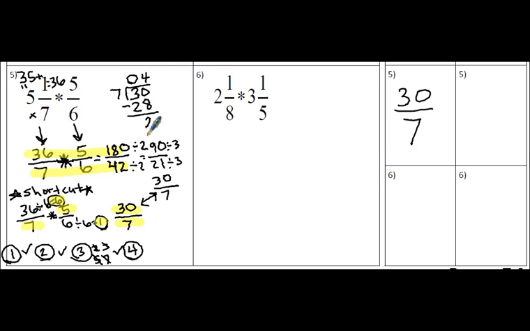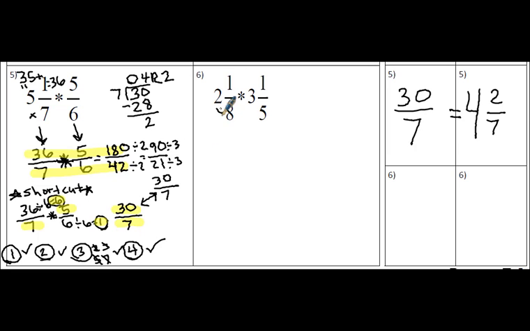If I'm changing that to a mixed number, I see that 7 goes into 30 4 times with a remainder of 2. So it goes in 4 whole times with 2 of the 7ths left over. Let's double check. 7 times 4 is 28, plus 2 is 30, and yeah, 4 and 2 sevenths is equivalent to 30/7.